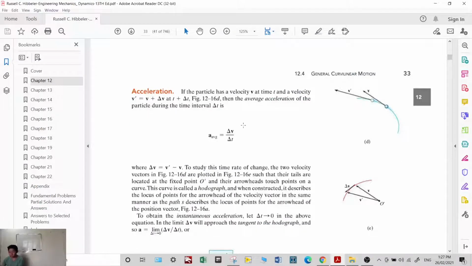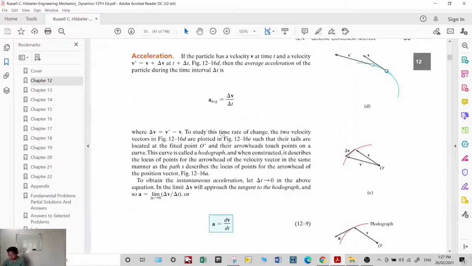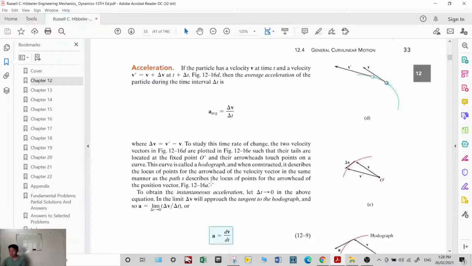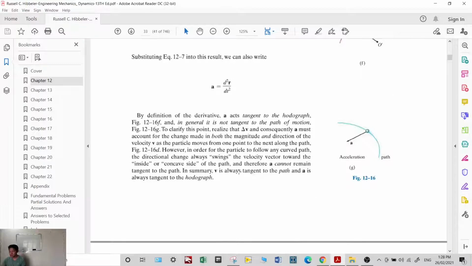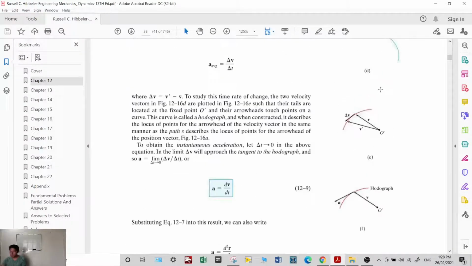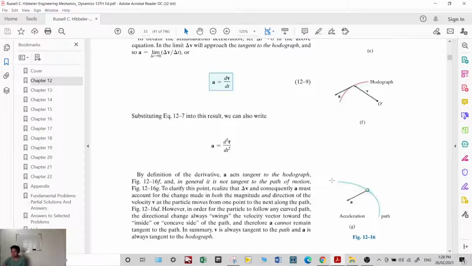Acceleration. Again, the acceleration is just the change of velocity with respect to time. For the average acceleration, you use this formula. For the instantaneous acceleration, again, you differentiate this one, dv over dt. By the way, your acceleration is not tangential to your path.